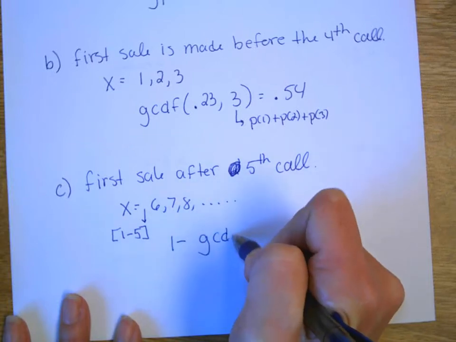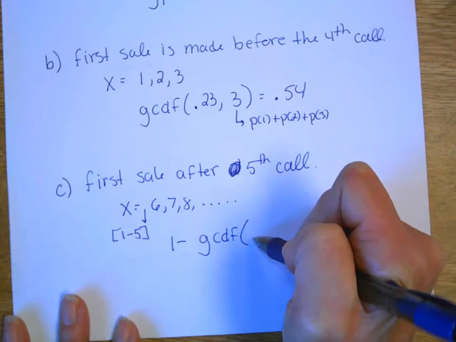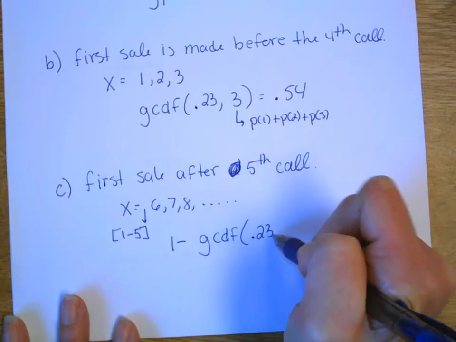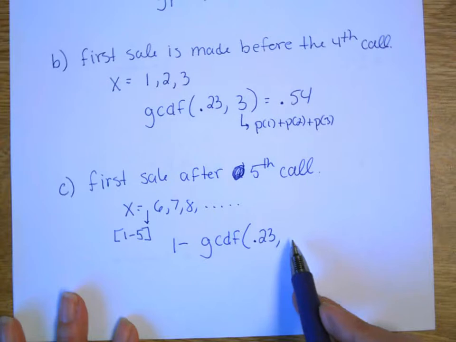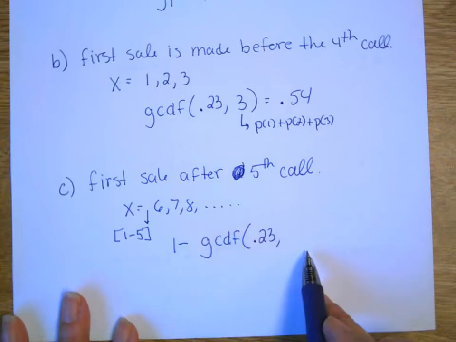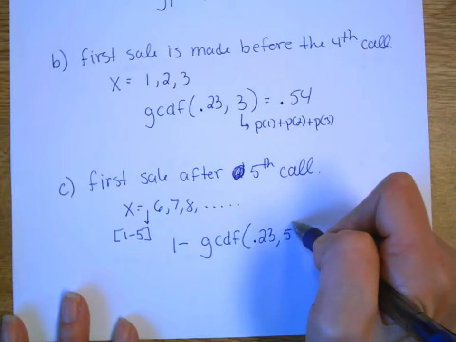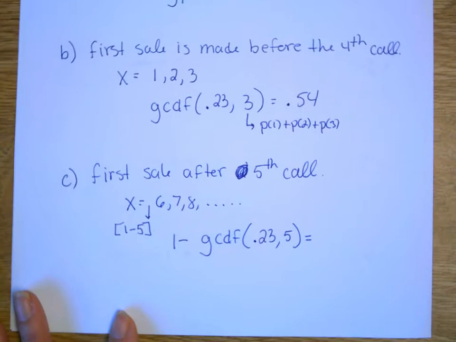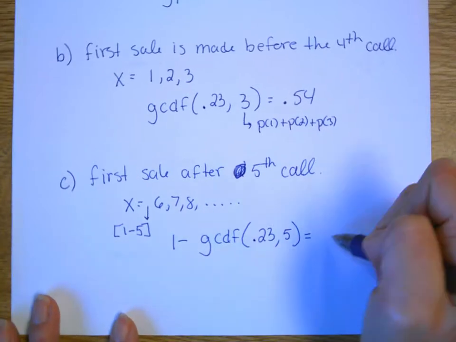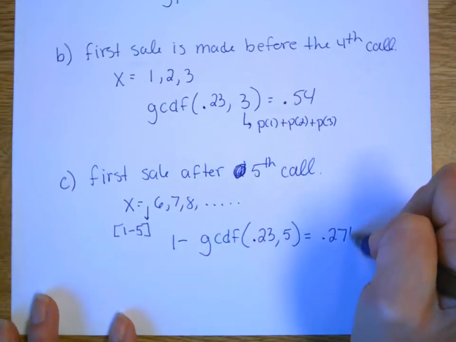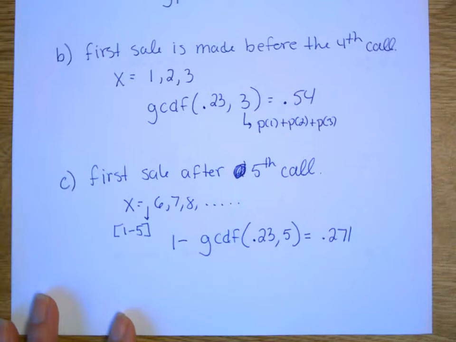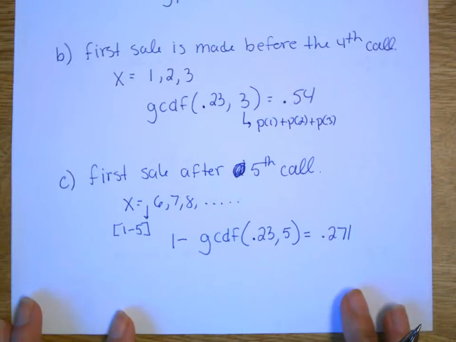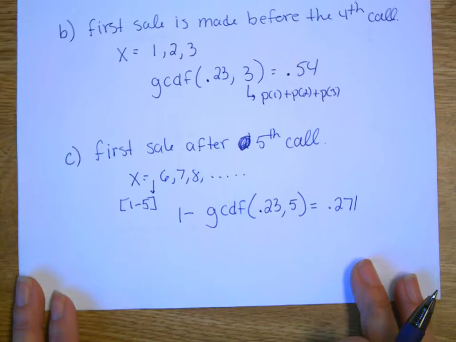1 minus geometcdf. 0.23. What's the last x value that I wanted to add that's being subtracted off? Because this is the subtracted off part. 5. This should be a pretty small probability. 0.271. Oh, not that small. 0.271 according to Matt. We'll see about that. And then I've got 7.